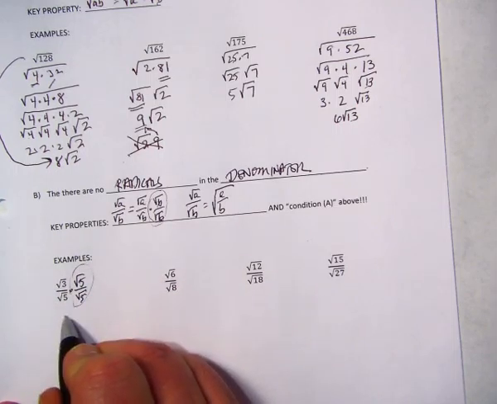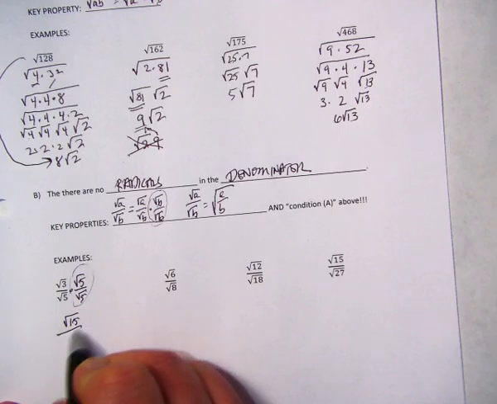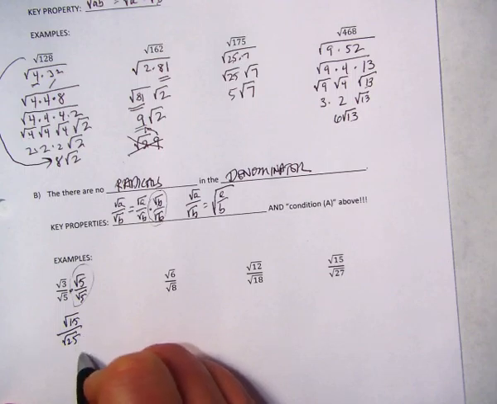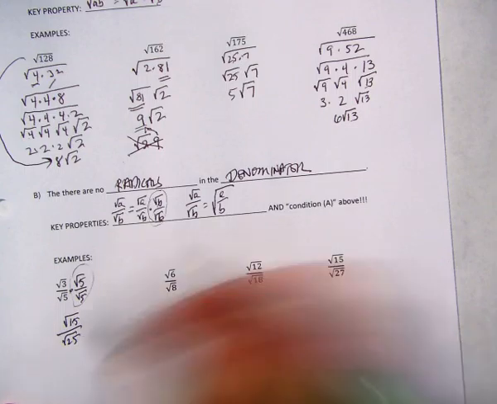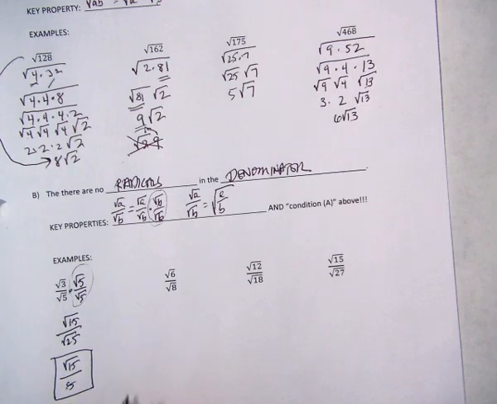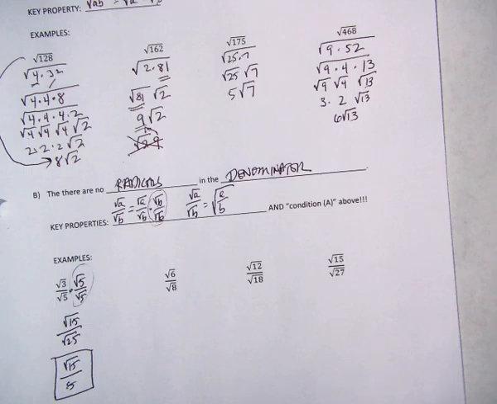This would then give us the square root of 15 all over the square root of 25. And then the denominator, the square root of 25 is 5. So we can rewrite this as square root of 15 all over 5. That is completely simplified. Now we have to check the square root of 15. Is the square root of 15 okay? Yes, because it has no perfect square factors other than 1.